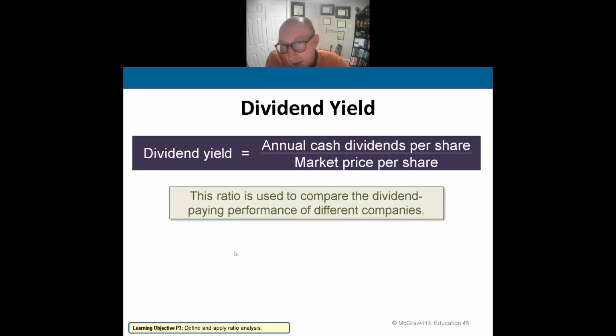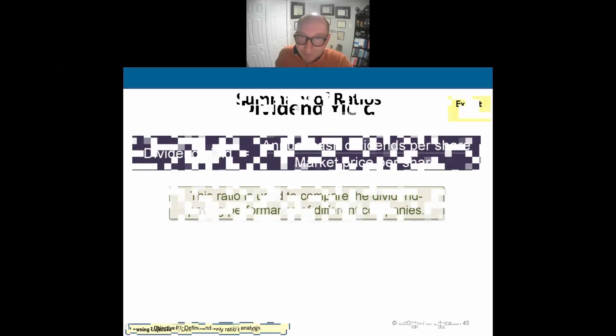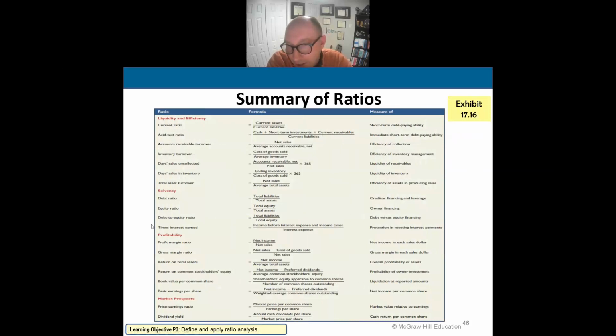And dividend yield, we take the annual cash dividends per share divided by the market price per share of stock. And this shows us the performance between companies. This slide right here, probably the most important one, because it shows you the summary of how to calculate all the different ratios and what they all mean. Well, I like this one.